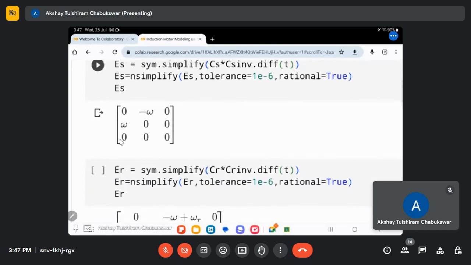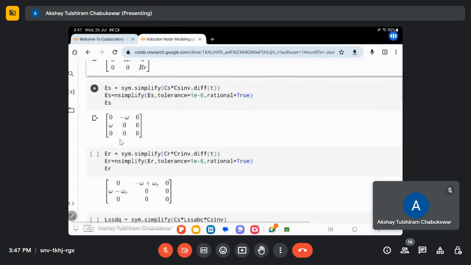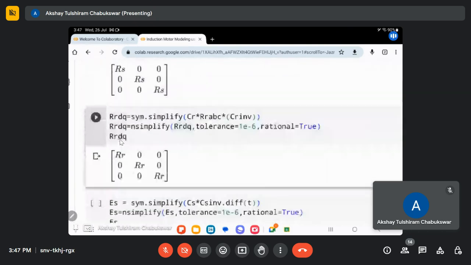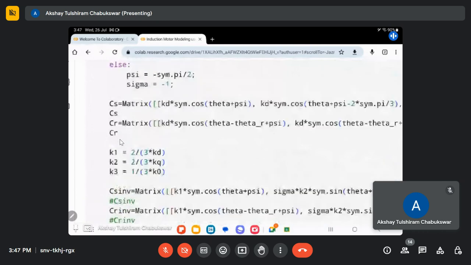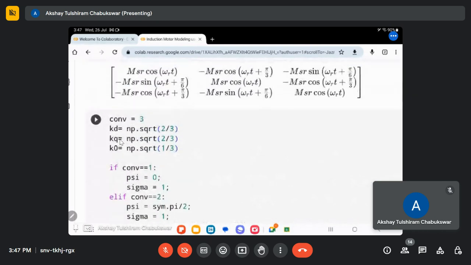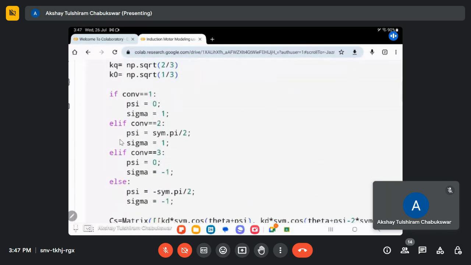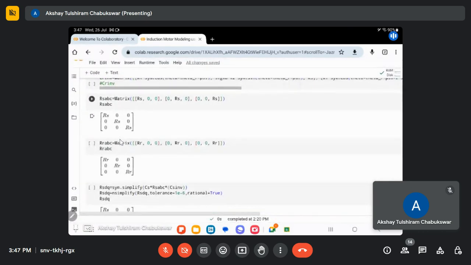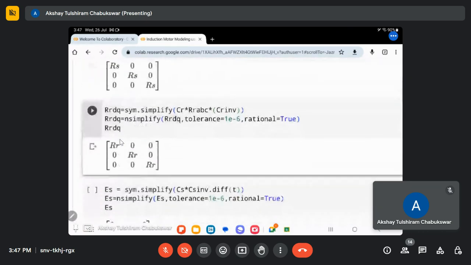So what is the output? 0 minus omega 0, omega 0 0, 0 0 0. Why it is omega and not in terms of sigma is because I have mentioned the values of sigma as per the convention. So if the convention is 3, as per it, it has taken the value of sigma. Otherwise, I can write this equation in terms of sigma and psi only.